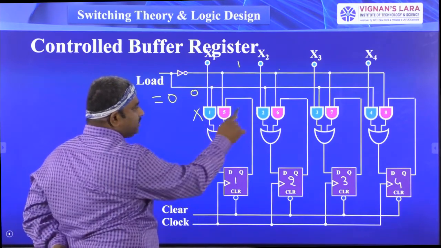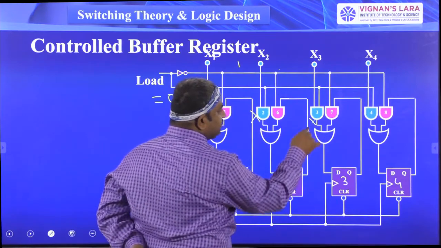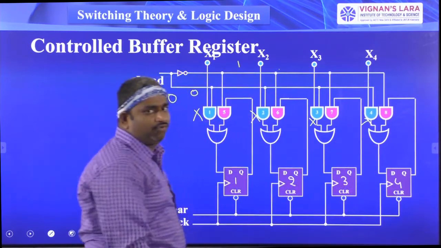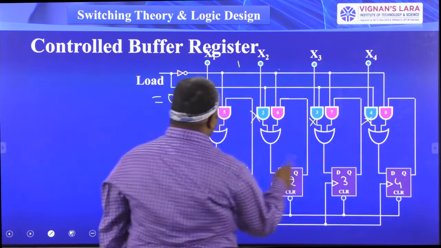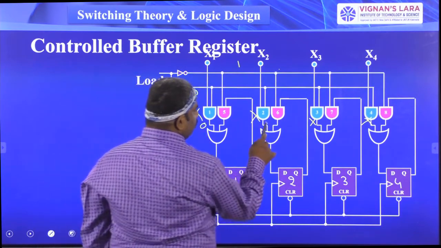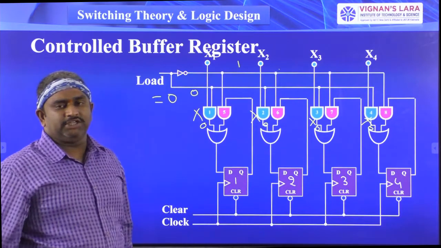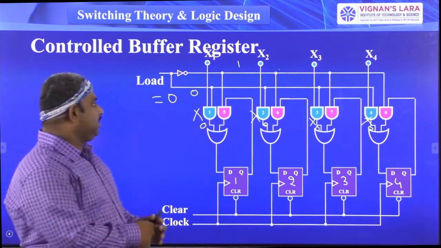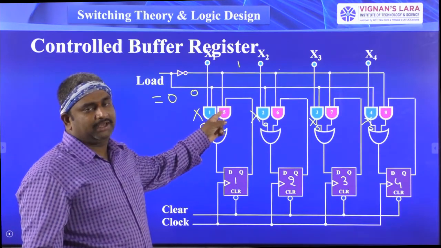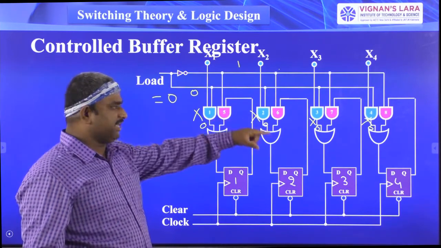Now these AND gates are not in working condition. That means the blue color AND gates are not working, so the outputs of the blue color AND gates are 0, 0, 0 and 0. Now the decision depends completely on the pink color AND gates. One of the inputs of the pink color AND gates, 5, 6, 7, 8, is 1.